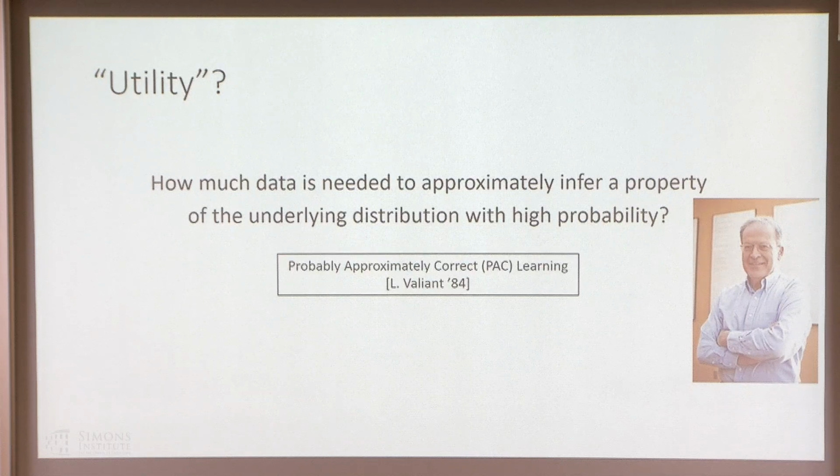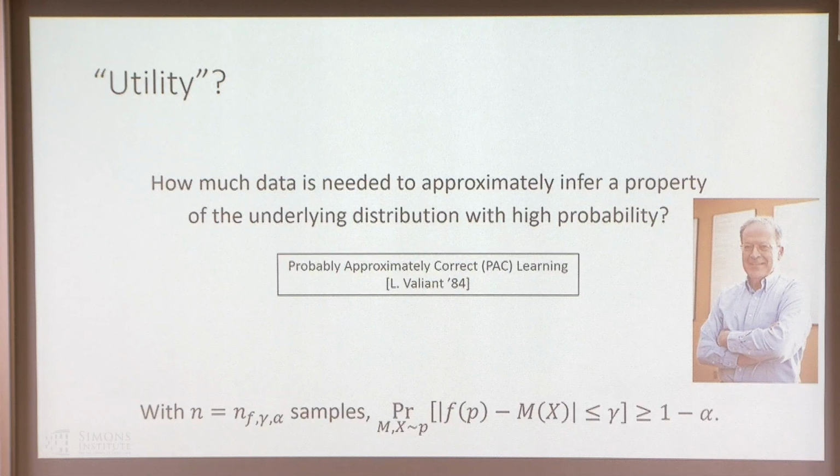At a general level, PAC learning is concerned with statements of the following form. Now, this is rather mathematical, so let me walk you through what this type of thing means. The first segment of this, with n samples, we're going to try to understand how much data is needed. I wrote n sub f, gamma, and alpha, which means that the amount of data we need will be a function of what type of problem we're trying to solve. Okay, so that's the data that we need.